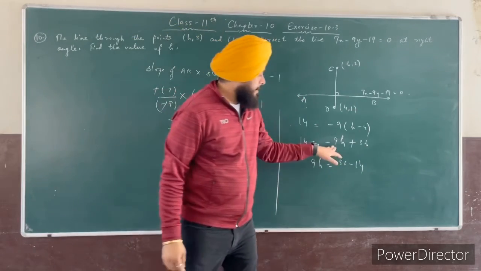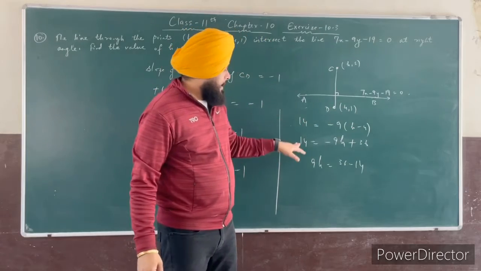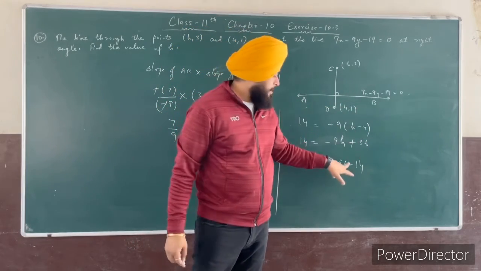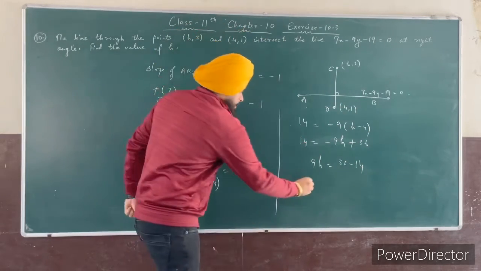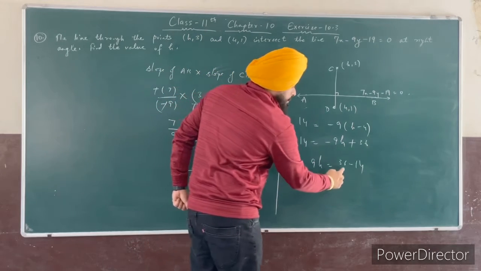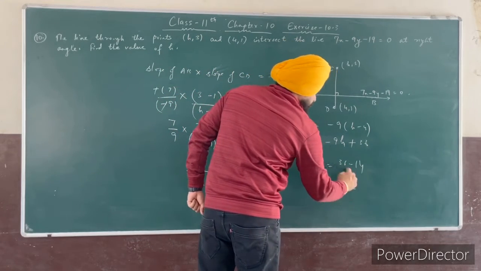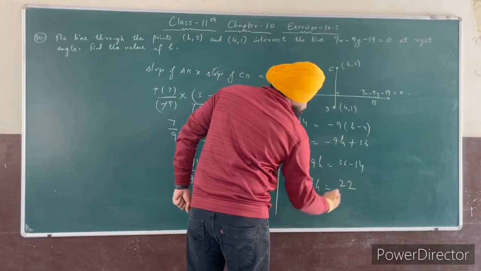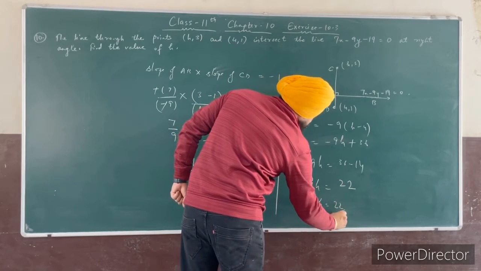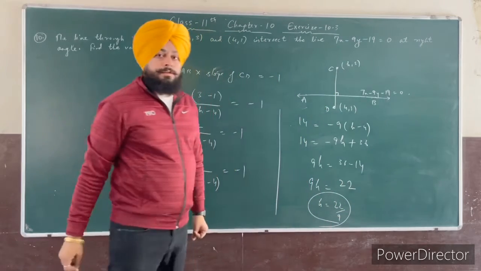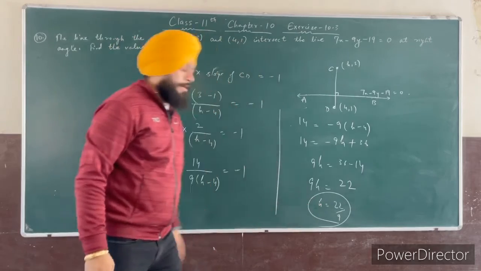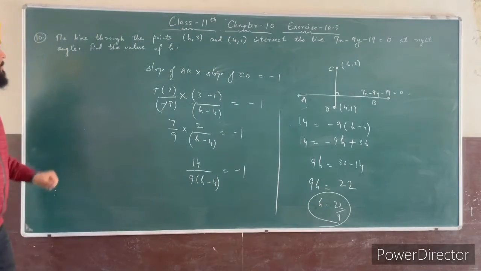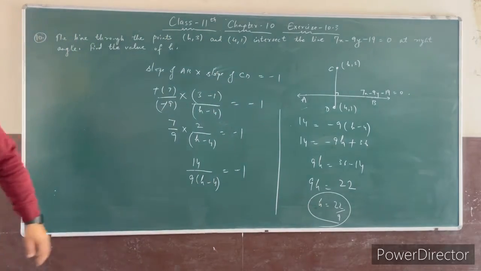You will take this minus 9h on the left hand side and take this 14 on the other side. Its sign becomes negative. 9h is equal to 36 minus 14, which is how much? 6 minus 4 is 2, 3 minus 1 is 2, and h is 22 over 9. So this is the value for h, 22 by 9. Alright, so this is your question number 10.